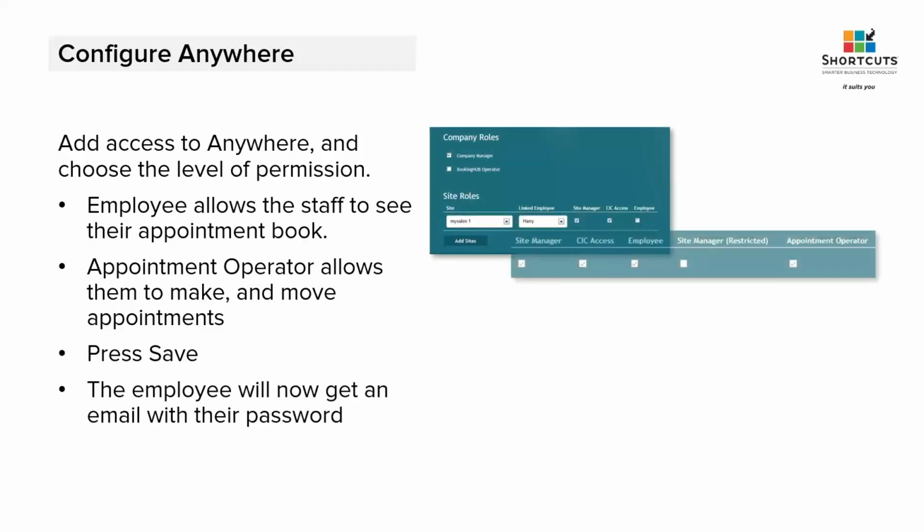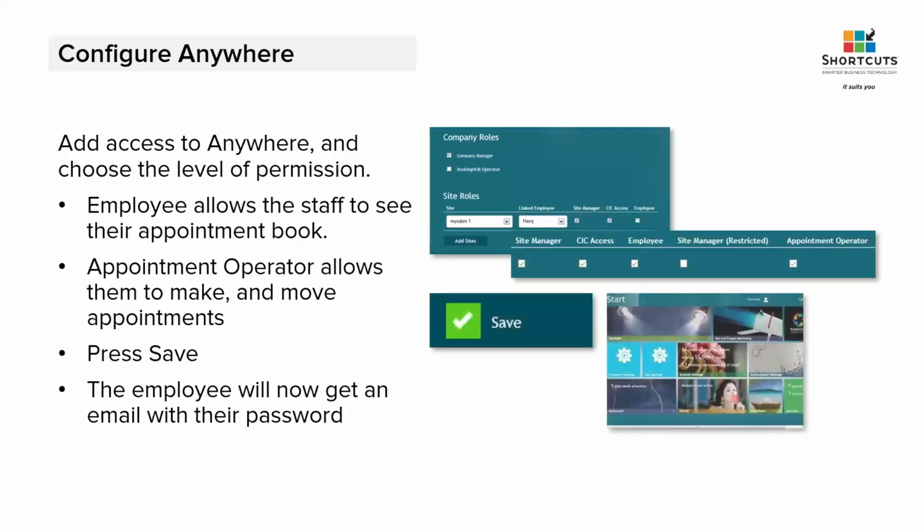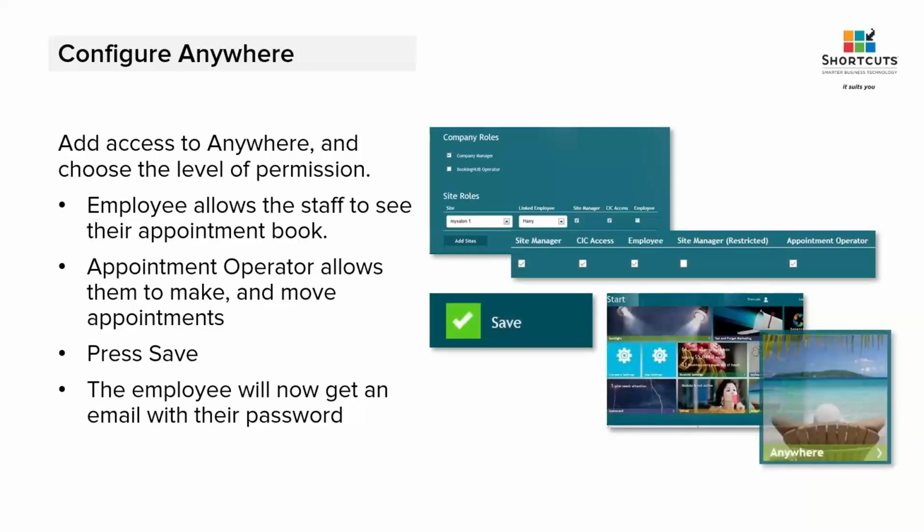So for the majority of the staff, you're really going to give them anywhere from 1 to 3 options. The first one that you should give them is employee access. Once you give them employee access, that means that when they log into the console, they can look at their appointments.